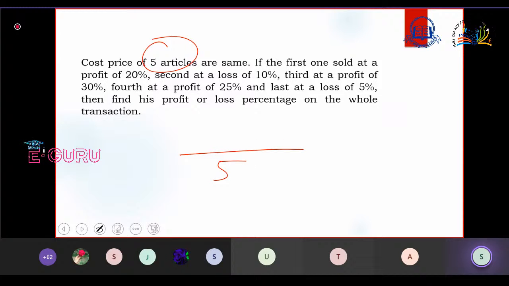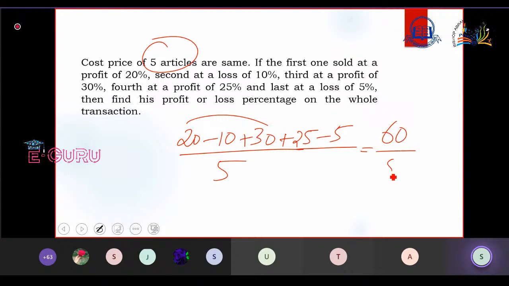So it is given that first one sold at a profit of 20%, so 20. Second at a loss of 10% means minus 10. Then third at a profit of 30% means plus 30. Fourth at a profit of 25% means plus 25. Then last at a loss of 5% means minus 5. Right? Minus 5. Now, doing all the calculation, it will become 20 plus 30, 50, 75 minus 15, 60. 60 divided by 5, we will get 12. So this will be the overall profit. 12% is the overall profit.